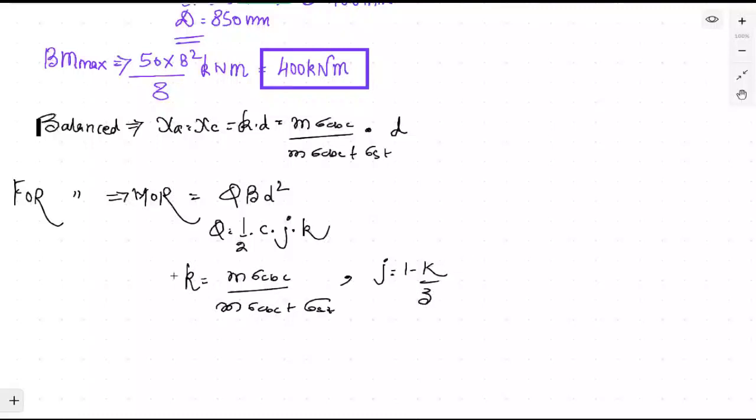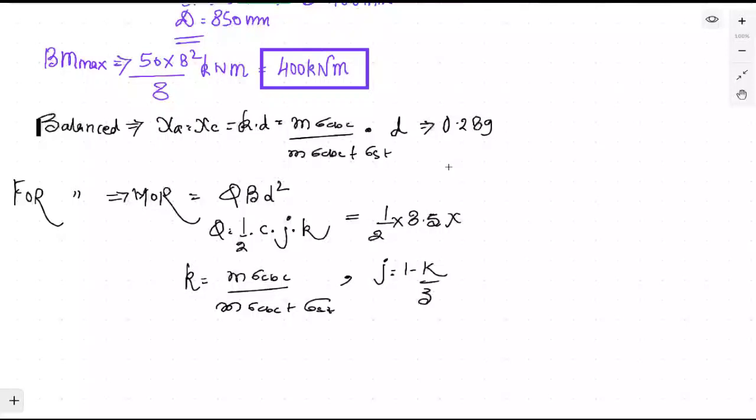It means that for the above question, you already know that this value of Q can be calculated as half into, which concrete is it, for M25, C is 8.5. Now let's see this. We have taken out the value of J, and the value of K you can calculate. You already have all the things. D you have assumed to be 800, so you can calculate the value of K. When you calculate the value of K, you will get this value around 0.289.